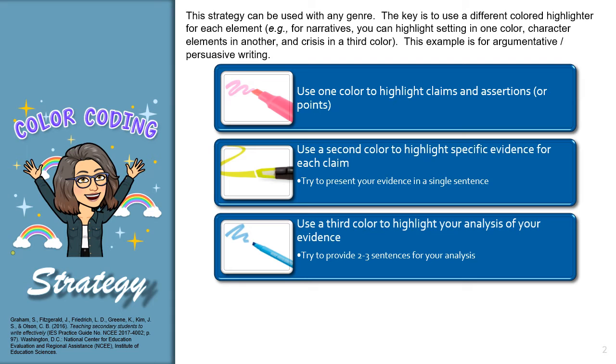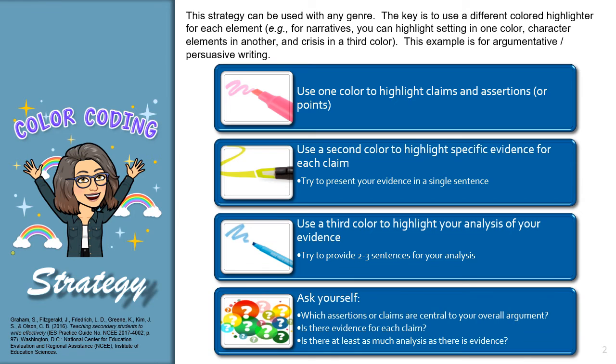So you'll highlight your paper and you'll look back at it and you'll see that you've got all your claims highlighted in pink, your evidence in yellow, and your analyses in blue. Now you're ready to look back and say, which assertions or claims are central to your overall argument? You look at all the points you've highlighted in pink and see, do they all contribute? Does this point contribute to my main argument?